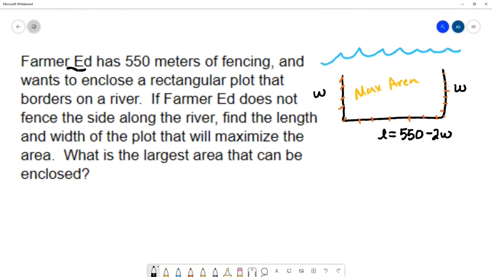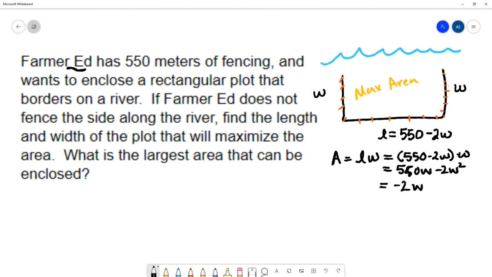Now remember, our goal is to find the maximum area. So if we write out the formula for area of a rectangle, that's going to be length times width. But I'm going to get rid of the length by writing in that formula that I have, 550 minus 2w, times w. If I distribute that w, I have the formula 550w minus 2w squared. And you can see that this is a quadratic equation. Negative 2w squared plus 550w.